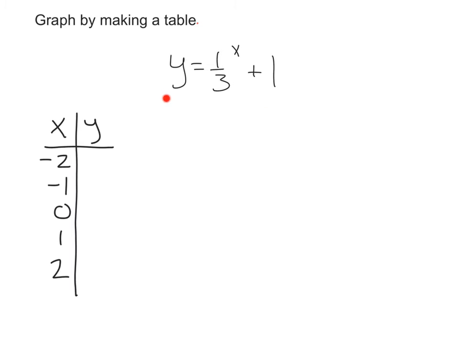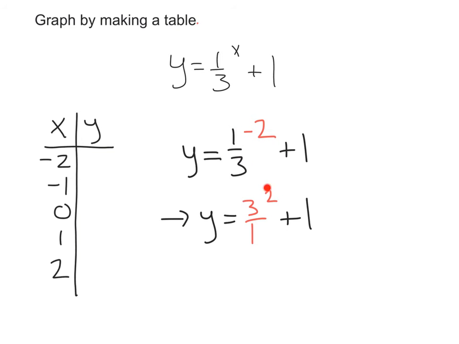Let's try this one. y equals (1/3)^x plus 1. Start with the x value of -2. That gives us y equals (1/3) to the -2 power plus 1. This negative exponent means we want to take the reciprocal, which is going to be y equals (3/1) to the positive 2 plus 1. From there, we've got 3 squared, 3 times 3 is 9, plus 1, and a final value of 10.